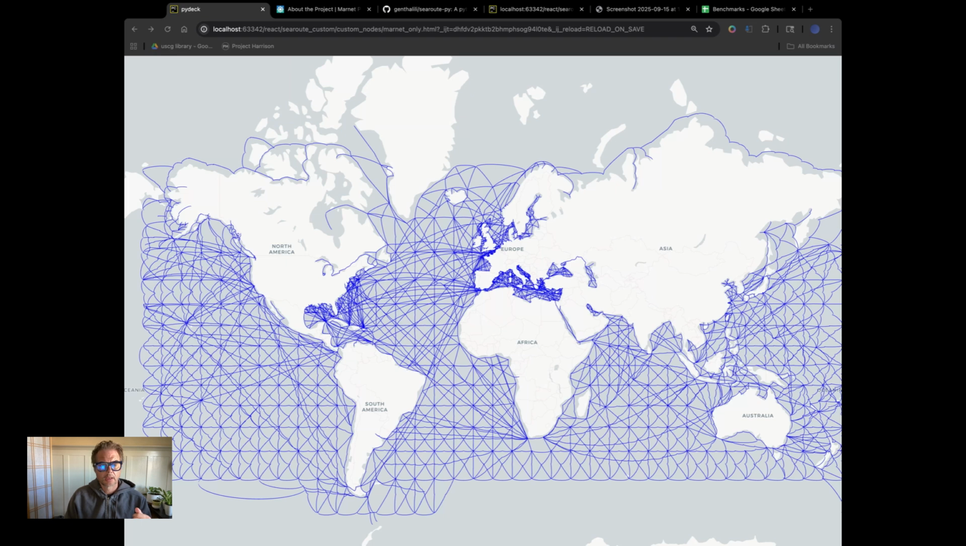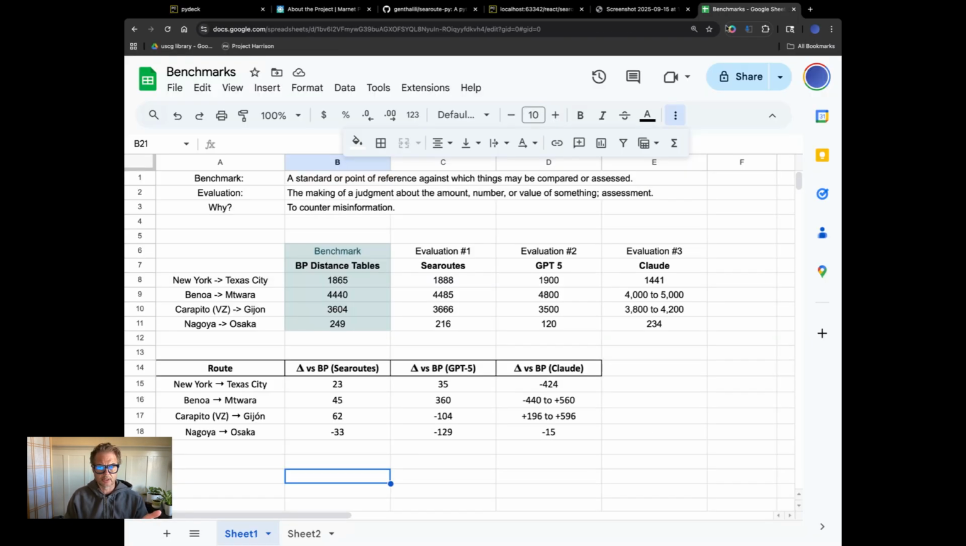Okay, benchmarking. So I'm going to land on this chart here for a little while, this table. What I did here is a very simple benchmark and evaluation. This is the Oxford definition of what a benchmark is: standard or point of reference against which things may be compared or assessed. That's what a benchmark is. And then the evaluation is making a judgment of other systems against that benchmark.